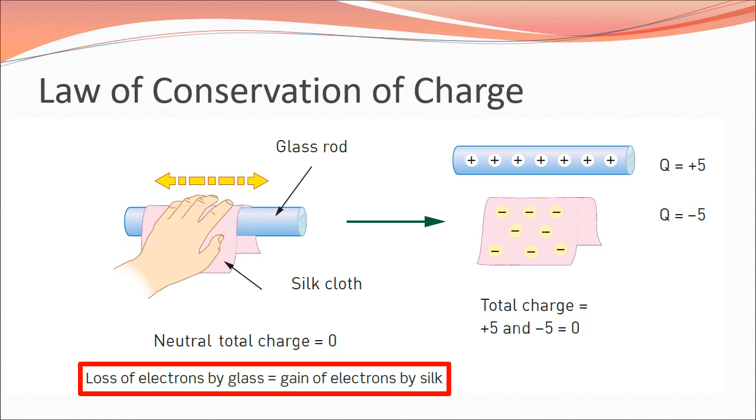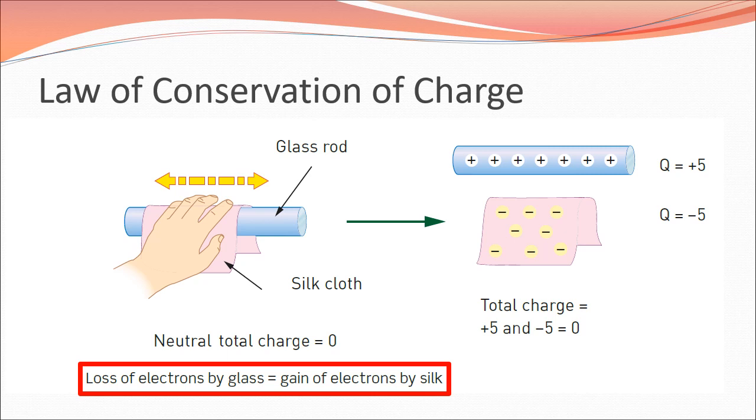So the law of conservation of charge basically just means that charge, just like energy, we can't create or destroy charge. We can just transfer it from one object to another. In the example here, we have a silk cloth and a glass rod. Initially, there was no charge on either of those objects. They were both neutral. But when we rub the glass rod with the silk cloth, electrons from the glass transfer into the silk cloth, and that leaves the glass with a deficiency of electrons or a positive net charge overall, and it leaves the silk cloth with an excess of electrons or a negative charge overall.